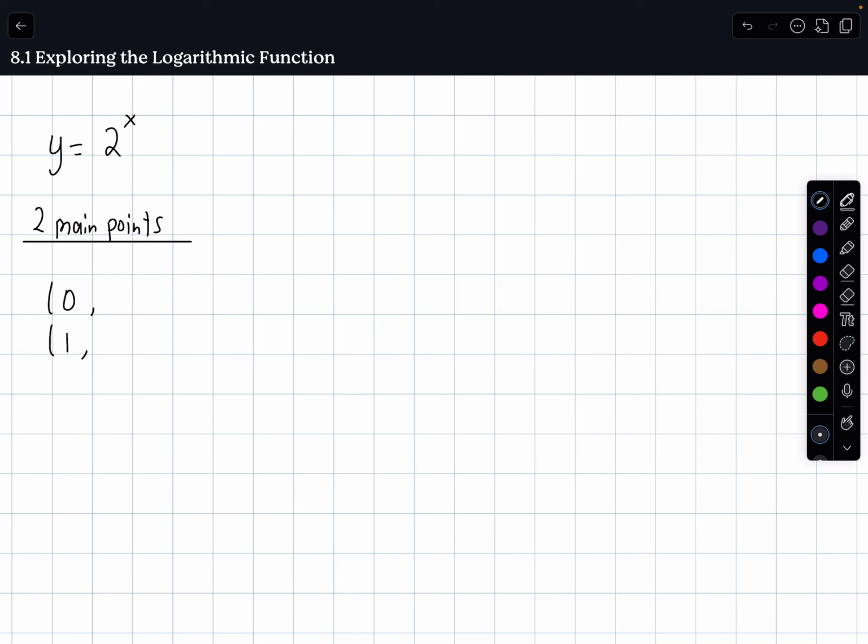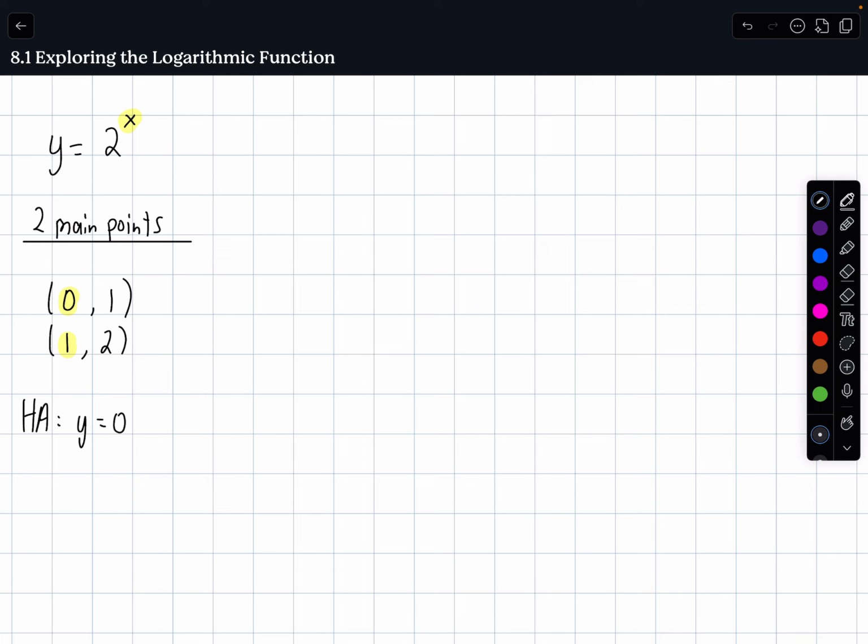So let's look at this graph. If we plug in 0 as x and 1 as x, what would our y values be? If we plug in 0, we get 2 to the power of 0, which is 1. And when we plug in 1, we get 2 to the power of 1, which is 2. So these are 2 main points on this exponential function. Another thing to note is that exponential functions all have a horizontal asymptote at y equals 0.